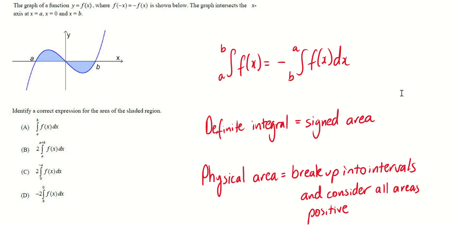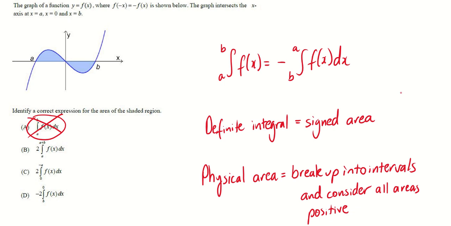So try and basically eliminate some of these options. So option A, just integrating from a to b of that function. Well, that's a positive area, that's a negative area. I can't just integrate over that whole region. I would get 0. So I'm going to discard that as a potential solution.